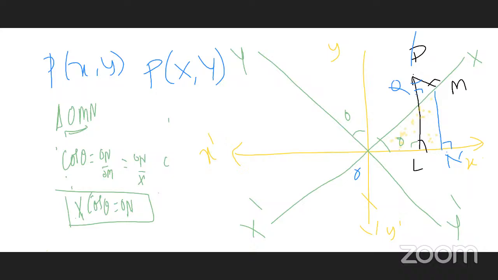x cos theta is equal to ON. I'll take this as one equation. Now, same thing: try to find out, for the same triangle OMN, the value of sin theta. For triangle OMN itself, reduce this and tell me the value of sin theta.